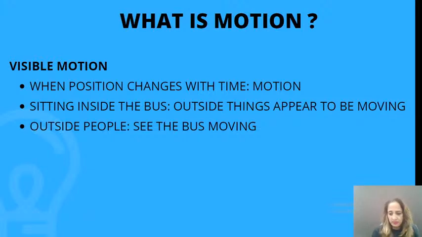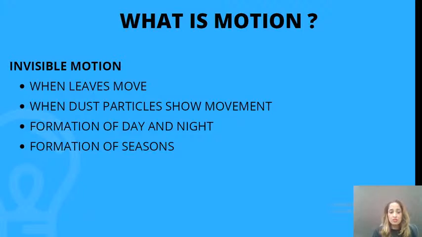Yes, Sarika, what is your doubt? Tell me. What is invisible motion? Okay, so for example, you see leaves move. Why do the leaves move? You have clothes drying on the cables and they also move. Why? And dust particles are moving. There is formation of day and night and formation of seasons. So all these things are happening. All these processes or phenomena are happening. But why? Because of motion, the reason behind the movement of leaves and the dust particles.